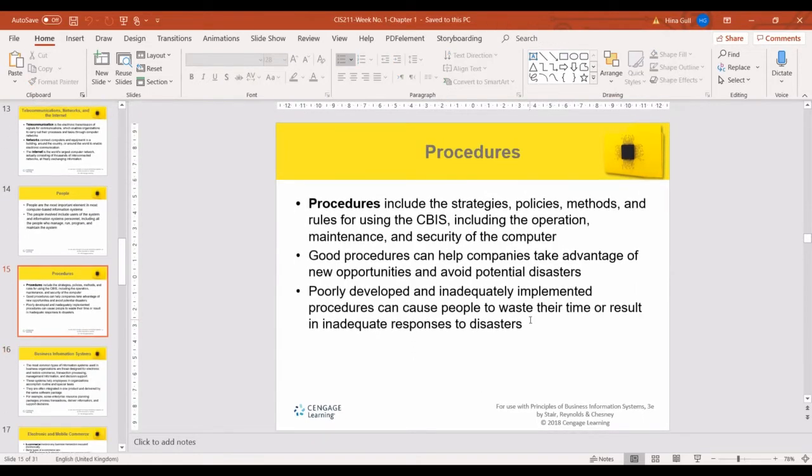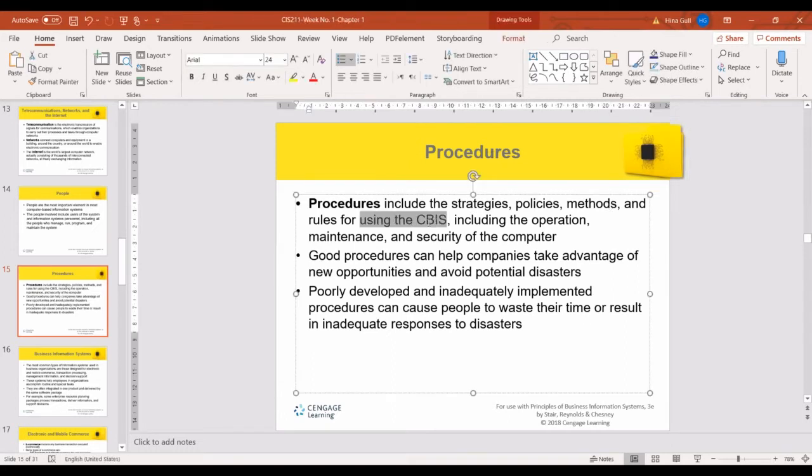Procedures, policies, functions, methods. Procedures include strategies, policies, methods, rules for using the CBIS. What is CBIS? Computer-based information system, including the operation, maintenance, and security of the computer.